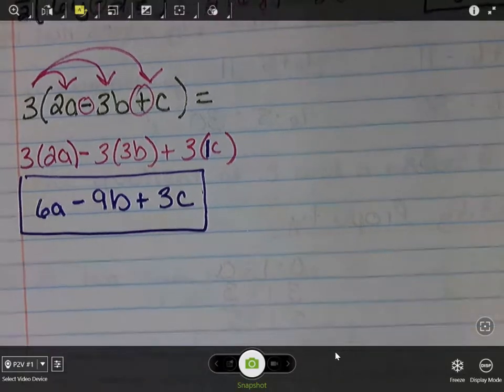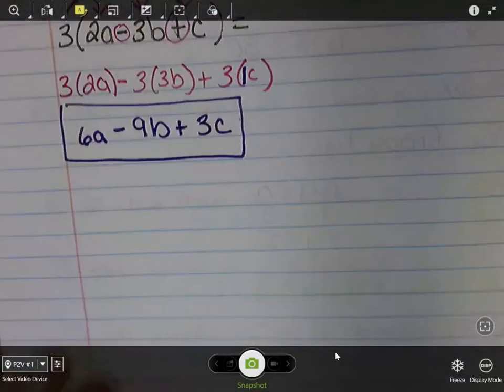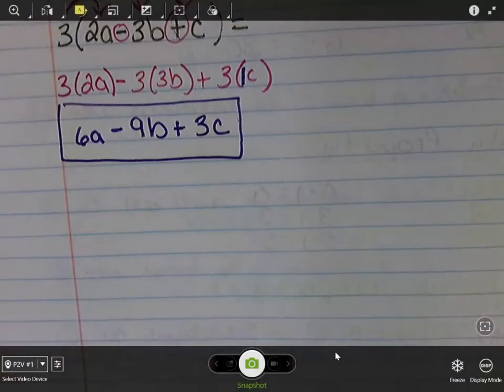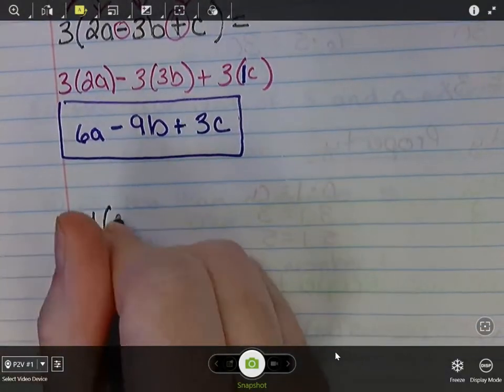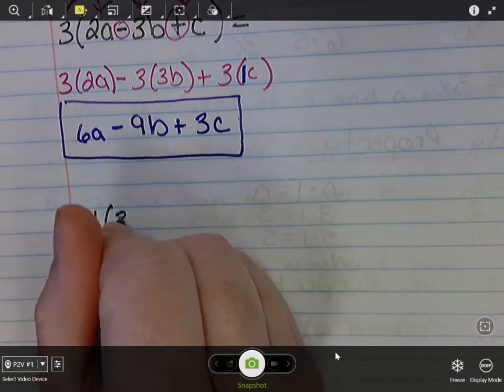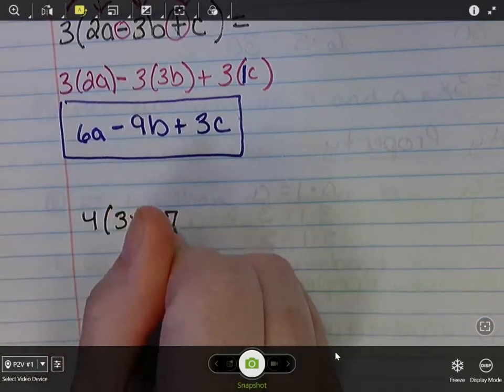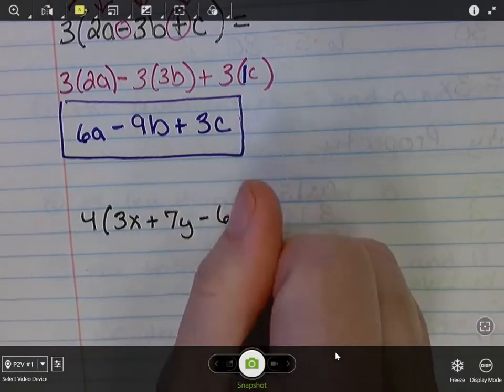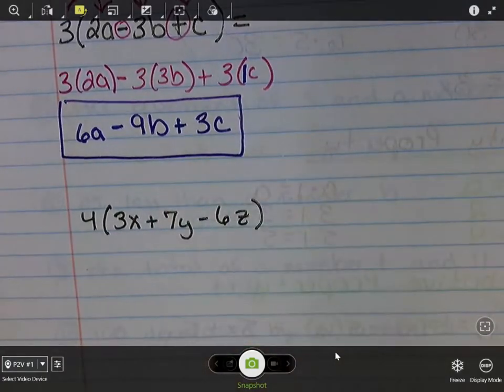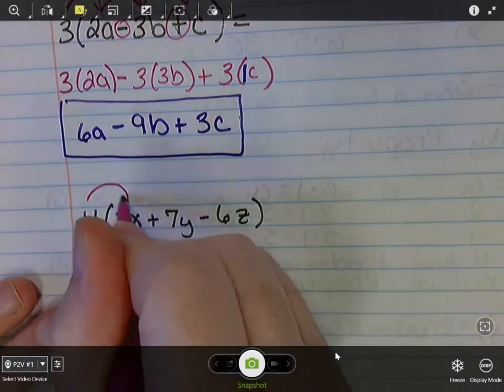All right, let's try another one with 3 terms. That one was a little bit more difficult, so like I said, let's try another one. We're gonna do 4 times 3x plus 7y minus 6z. 4 times 3x plus 7y minus 6z. Okay? All right, so first we distribute.